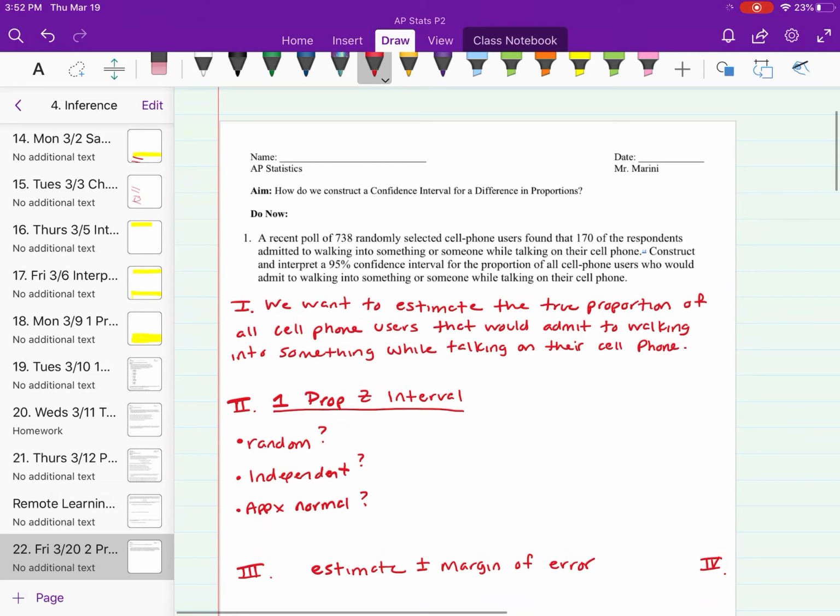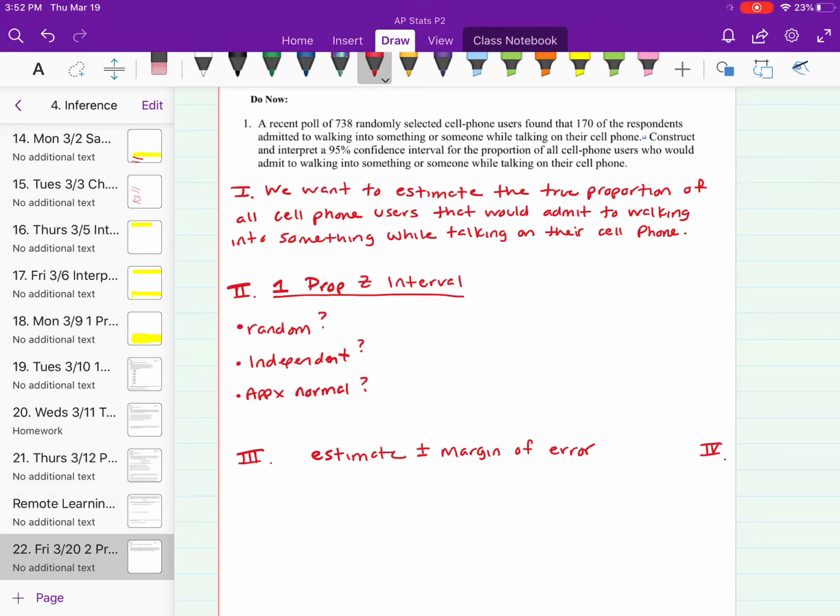So we have here in our do now a question that we've already done previously in a prior lesson, talking about the proportion of people that would admit to walking into something while talking on a cell phone. I began this example already, and I'll finish it up with you.